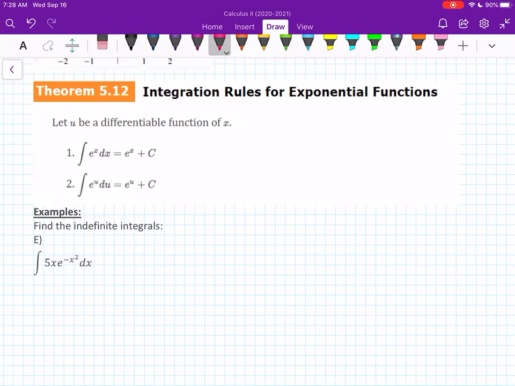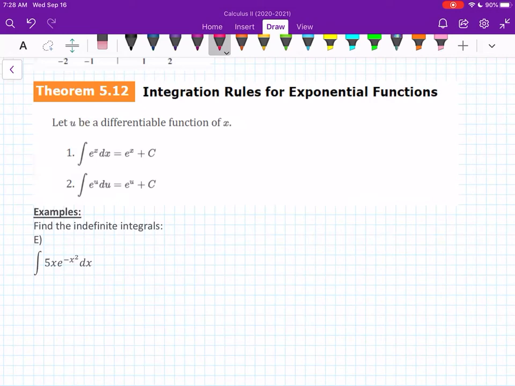Yay! All right, so integration rules are the integral of e to the x dx equals e to the x plus c. And if we have u as a function of x, then my integral of e to the u du is going to equal e to the u plus c. Okay, so let's try a few examples. So find the indefinite integral. Our first one is 5x times e to the negative x squared.